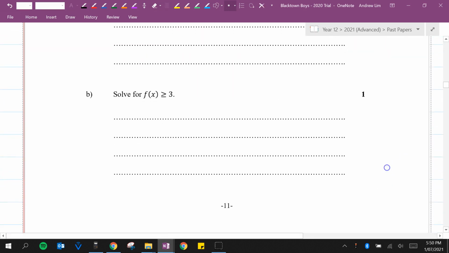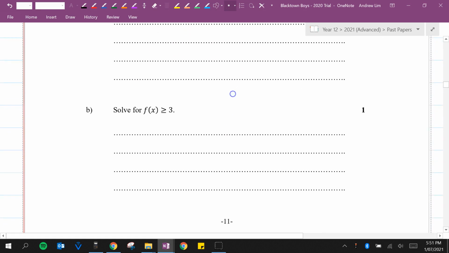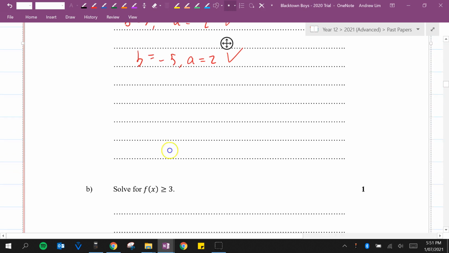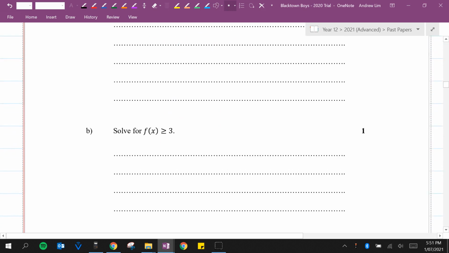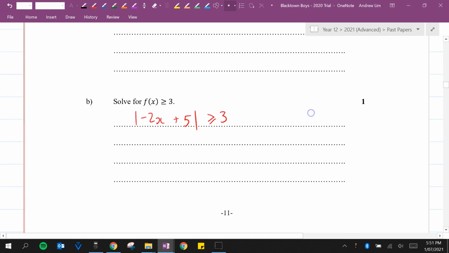Okay. Question B, solve for f of x is greater than or equal to 3. So if f of x, let's just say I use one of them, I'll just use minus 2 for a and b is 5. So absolute value of minus 2x plus 5. That has to be greater than or equal to 3. Then I'm going to split this up into minus 2x plus 5 has to be greater than or equal to 3. And minus 2x plus 5 has to be less than or equal to negative 3.